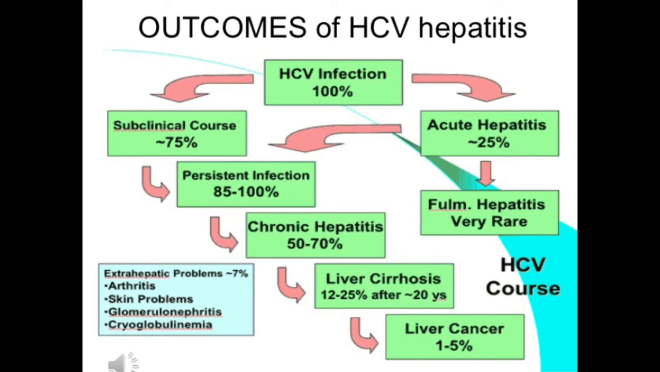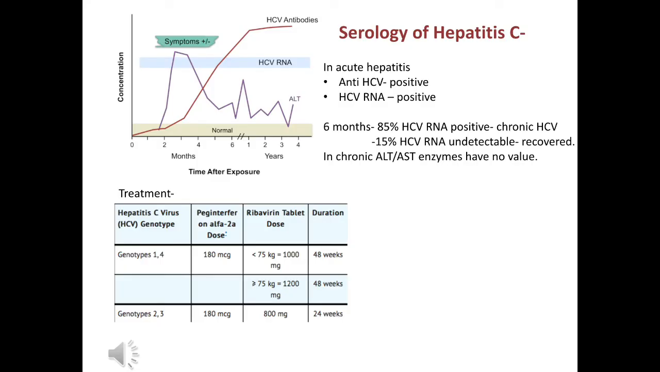Extrahepatic problems are seen in 7% of the patients, that is arthritis, skin problems, glomerulonephritis, cryoglobulinemia. Serology of hepatitis C. In acute hepatitis, anti-HCV is positive and HCV RNA is positive. In 6 months, 85% remain HCV RNA positive, then it's chronic hepatitis. In 15% of the patients, HCV RNA would be undetectable, showing they have recovered. In chronic, ALT, AST enzymes have no value.